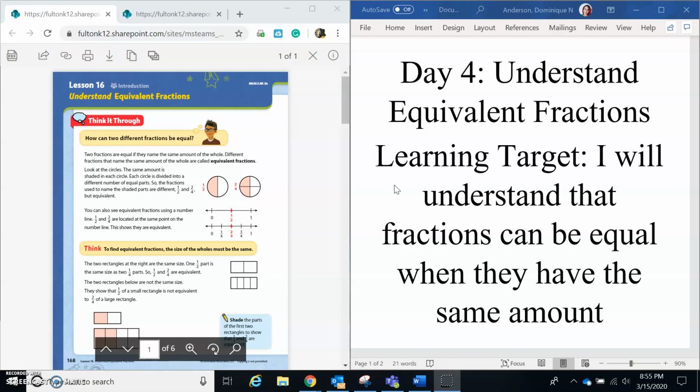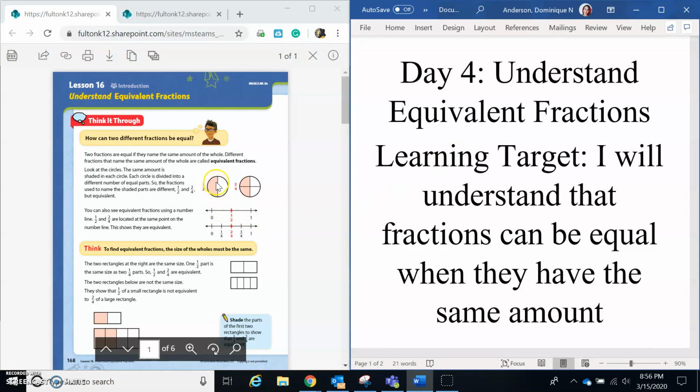So remember, equivalent means equal. If we look at the first part, we have what looks like they're getting ready to spell equal. So equivalent does mean equal. And remember, equivalent fractions are equal when they have the same amount, or they take up the same amount of space. Does not mean the fractions are the same numbers, but they take up the same amount of space.